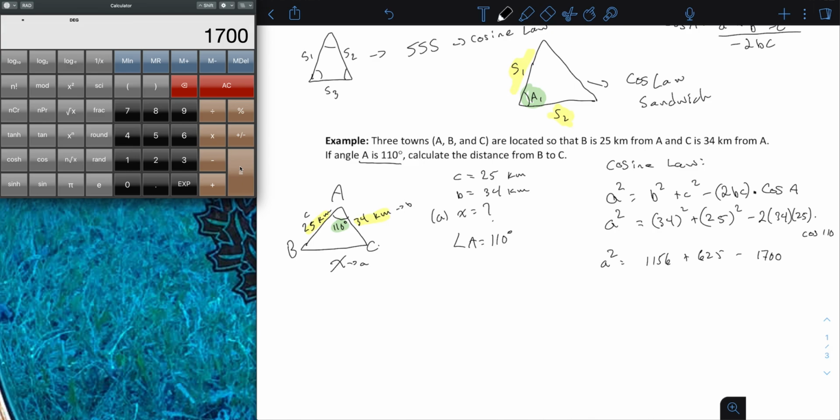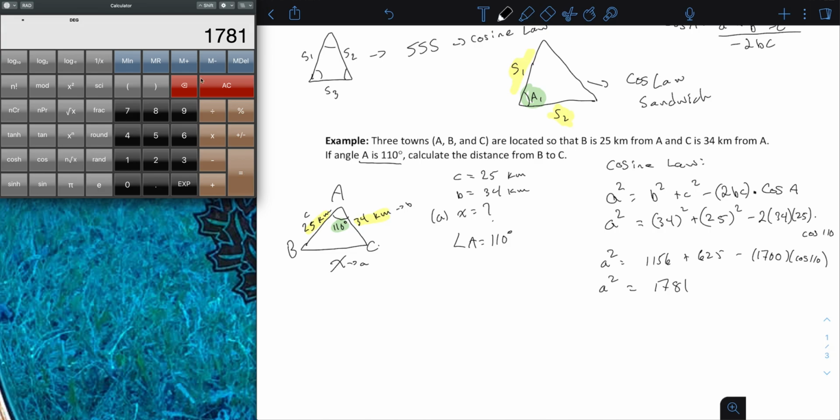Okay, and then that has to be 1,700 multiplied by the cosine of 110. So we're almost there. We can collect some stuff here. We can go 1156 plus 625. Okay, that's going to be 1,781 now.